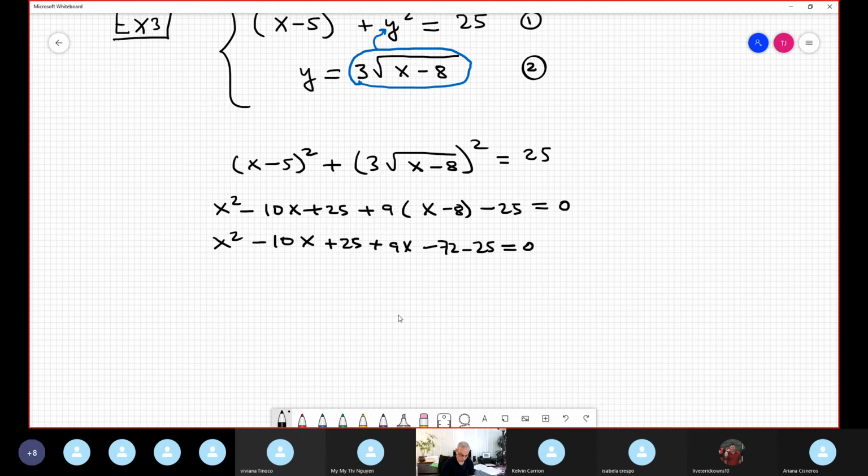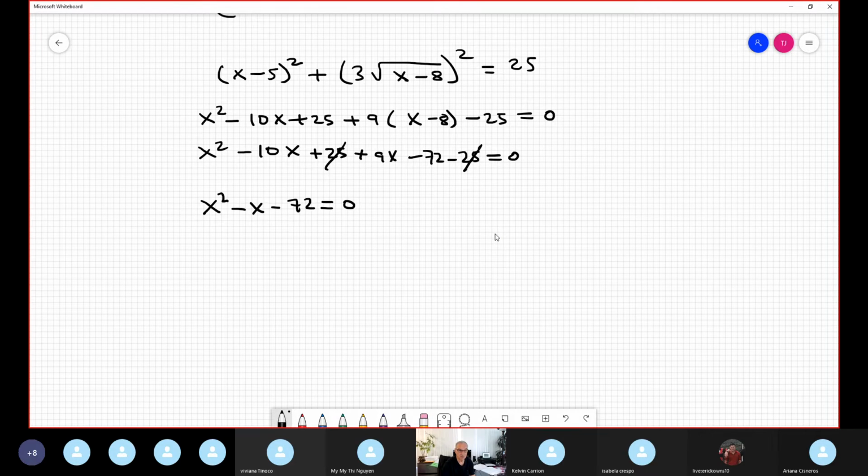Well, I guess 25 cancels, no? And we have x squared minus x, because negative 10 and positive 9 is negative 1, plus or minus 72, sorry, equals 0. Wow, it's an easy equation. This equation is possible by factorization also, because the combination is 9 and 8. 9 times 8 is 72, and 9 minus 8 is 1. The sign is negative 9 and positive 8.